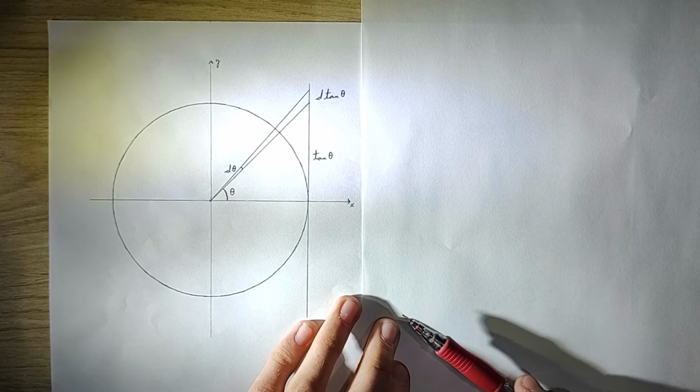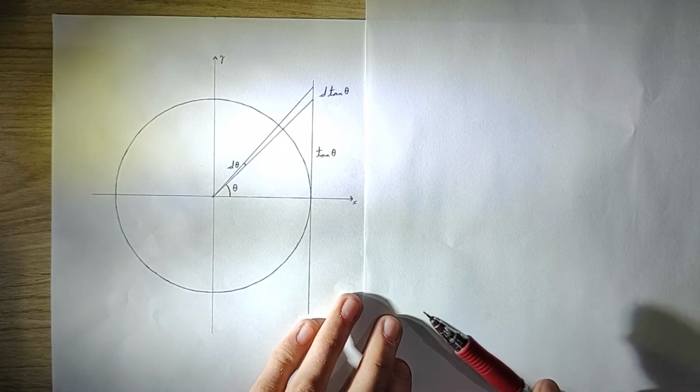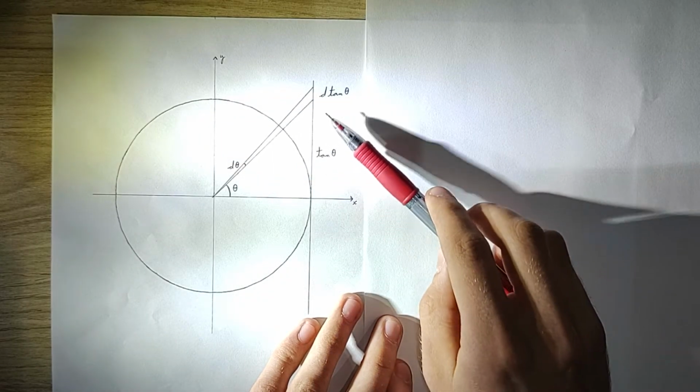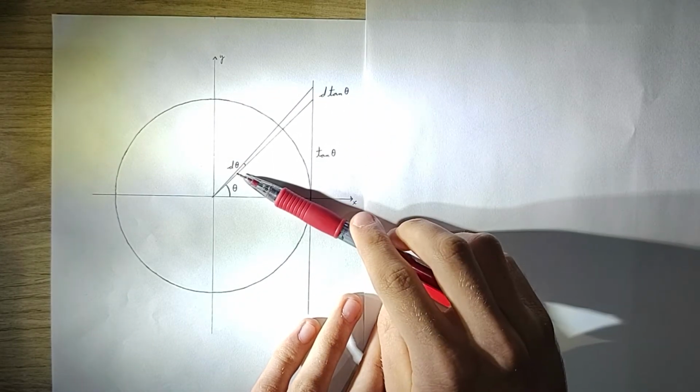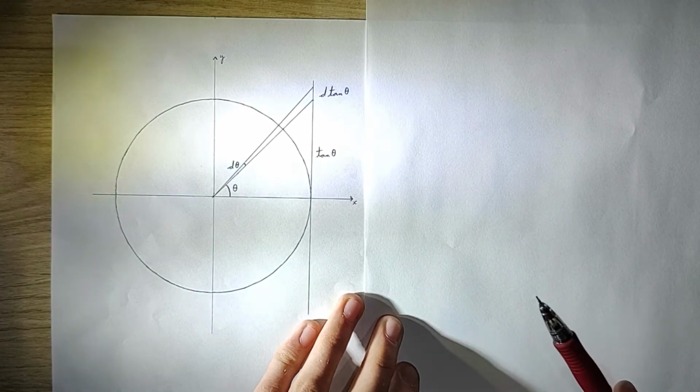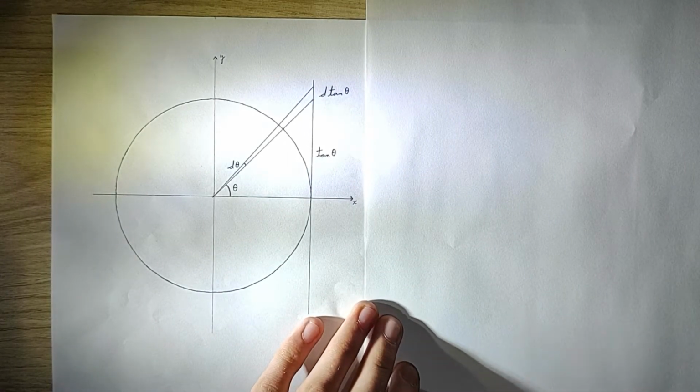So the key idea here is to construct a right triangle whose sides are multiples of d tangent of theta and d theta, and has an angle of theta, pretty much how Grant did in his video. So let's start analyzing things.